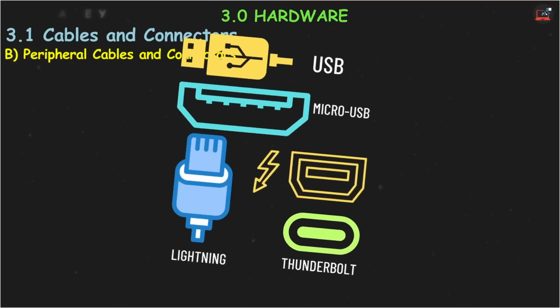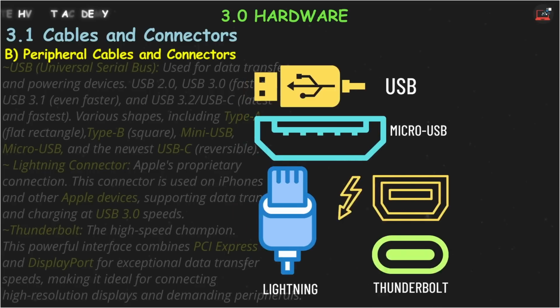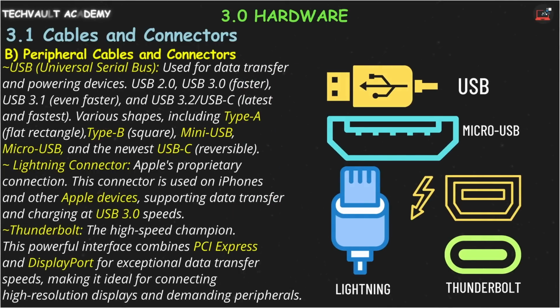2. Peripheral cables and connectors, connecting devices. USB, Universal Serial Bus, the king of versatility. USB cables are used for data transfer and powering devices. Several versions exist offering increasing speeds: USB 2.0, USB 3.0, faster, USB 3.1, even faster, and USB 3.2, USB-C, latest and fastest. USB connectors come in various shapes, including Type A, flat rectangle, Type B, square, mini USB, micro USB, and the newest, USB-C, reversible.